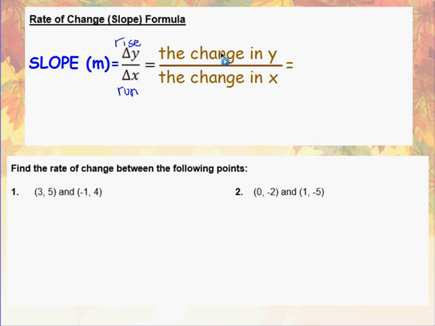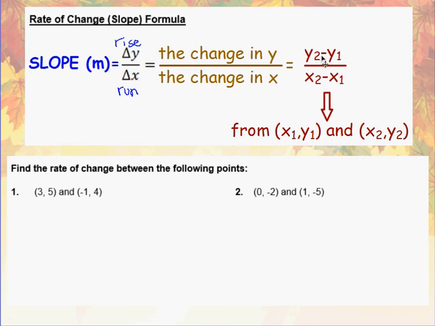This is also known as y2 minus y1. We have to subtract the y values, see how much they change by, and then x2 minus x1. Subtract the x values, see how much they change by. And these x1 and y1, x2 and y2 values come from two separate points which you must name before using the formula. This should be review from last year, but let's practice together.